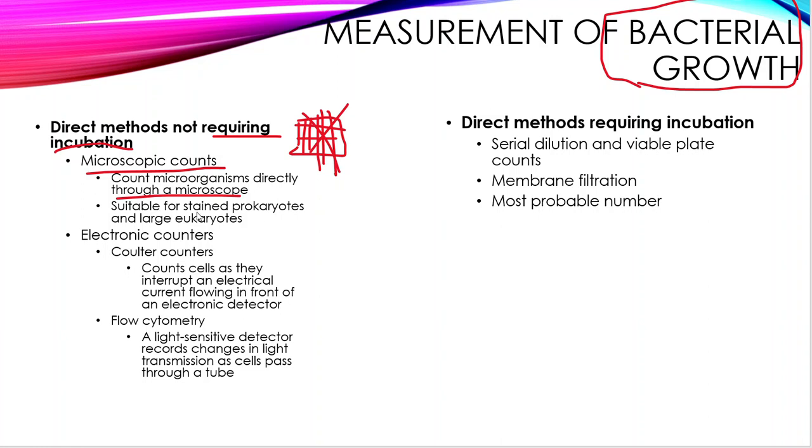Stained prokaryotes and large eukaryotes. This is probably the way that most of the labs are going to work. They're going to have an electronic counter.